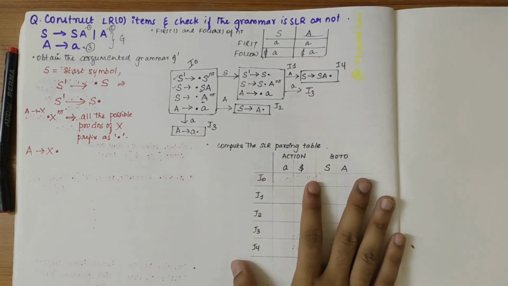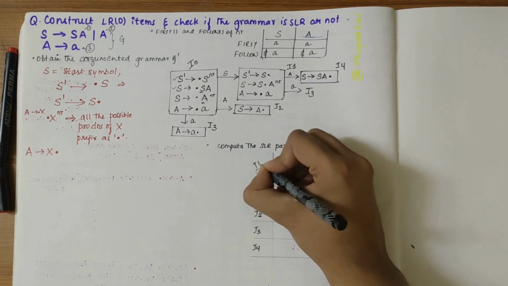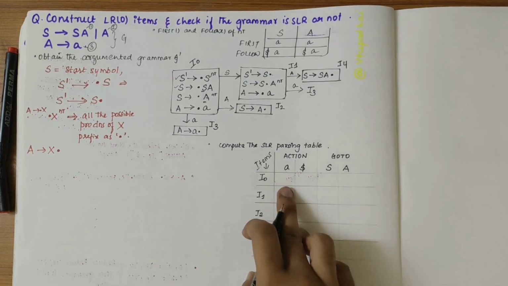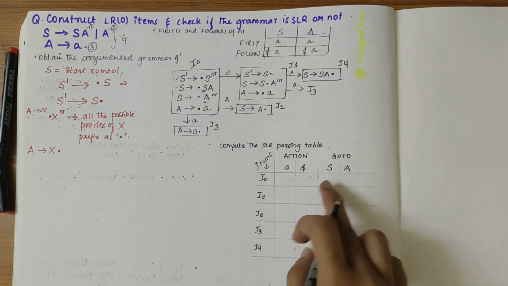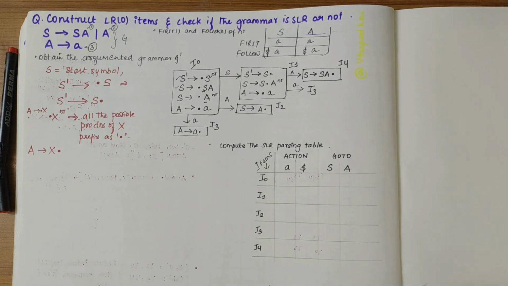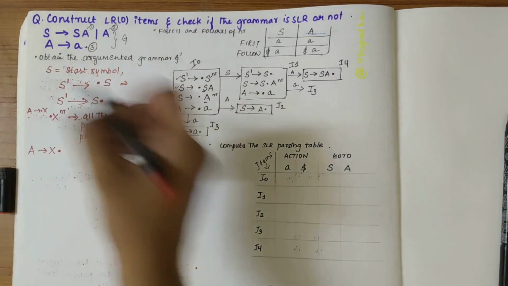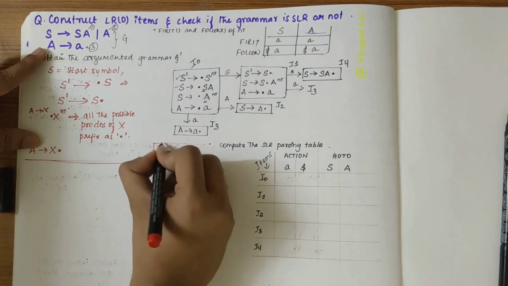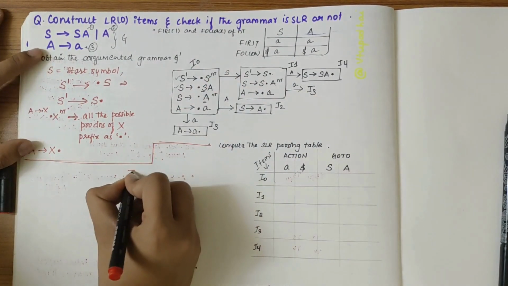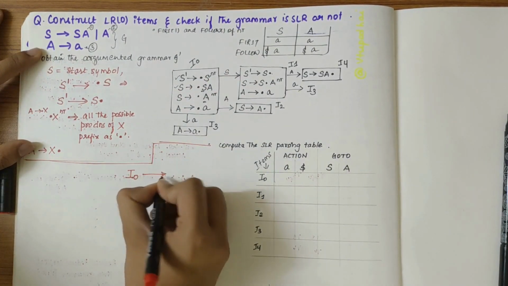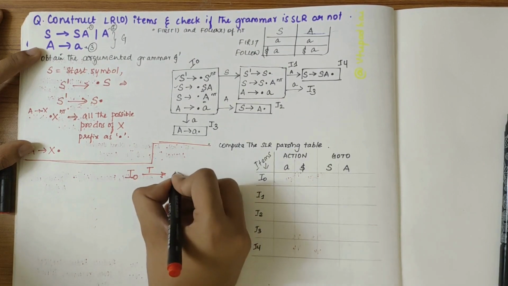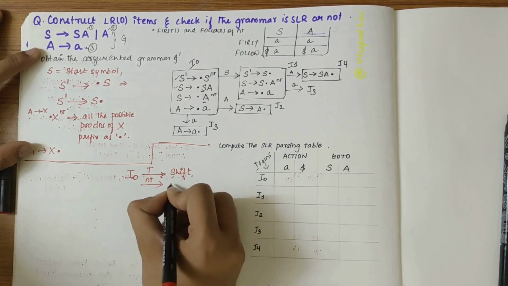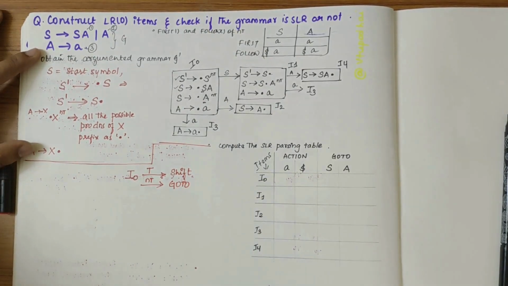So here I have constructed the parsing table with the items on this side and the action and goto part. The action part would comprise of the terminals and the goto part would comprise of the non-terminals. So starting with I0, I need to check: if I have a terminal, then I should perform the shift operation, and if I have a non-terminal, then I should perform the goto operation.